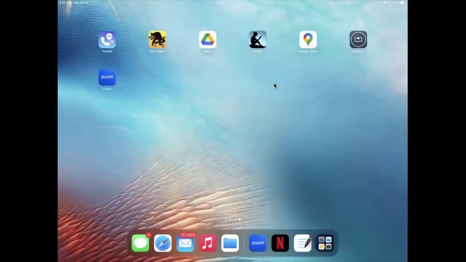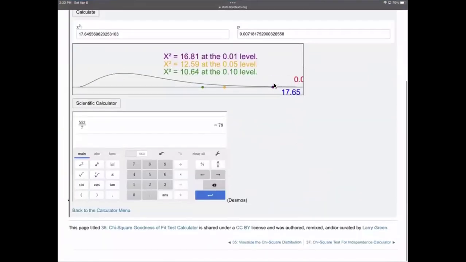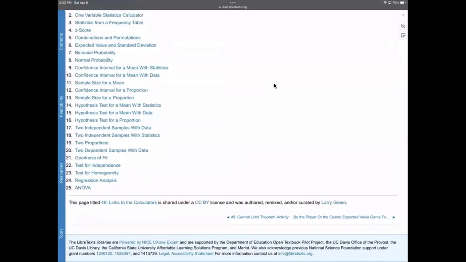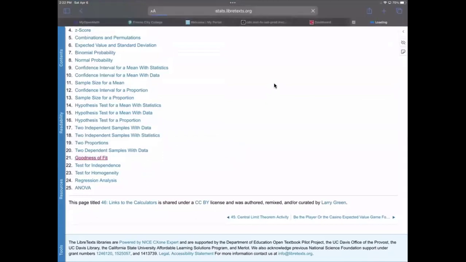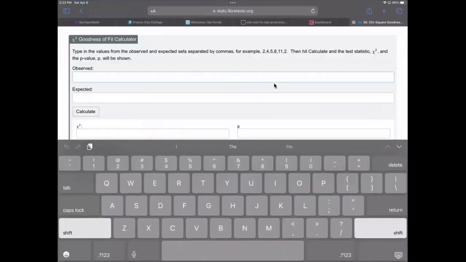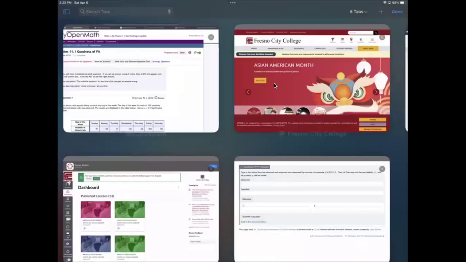Let's go do that. So I'm going to go to the goodness of fit calculator here. It's number 20 down here on the bottom. There it is, sorry, 21. So calculator 21, goodness of fit. And we have observed and expected. We're going to go to observed first. So let's go get the observed. We're just going to copy and paste the observed values in there.